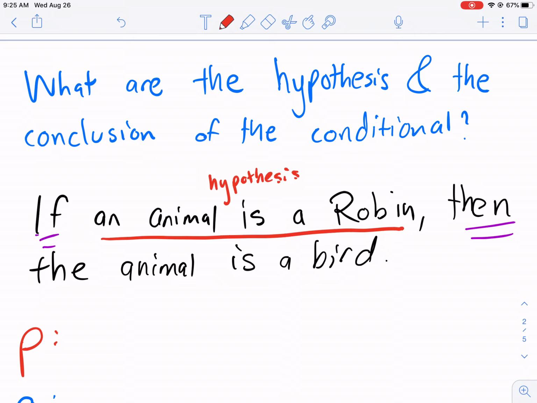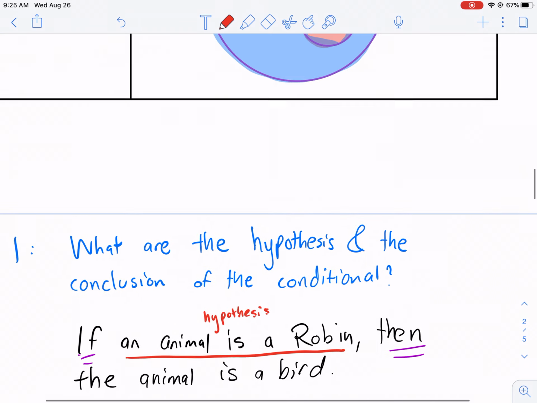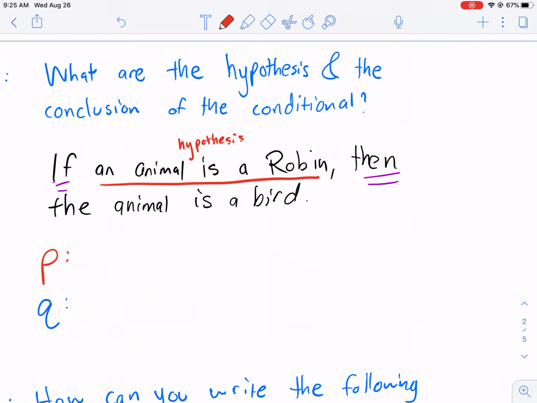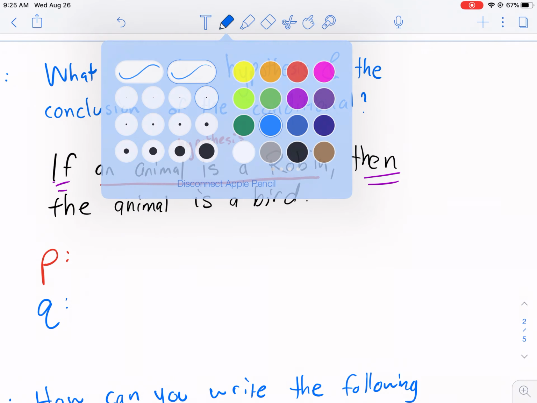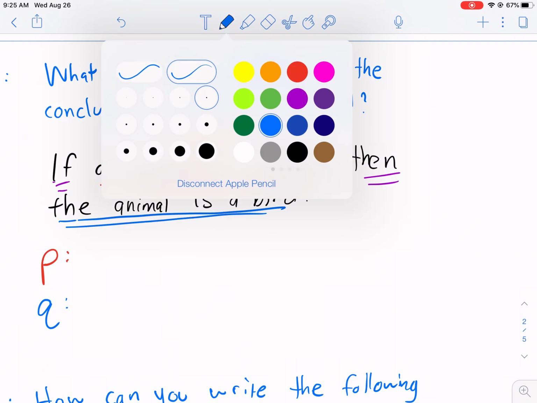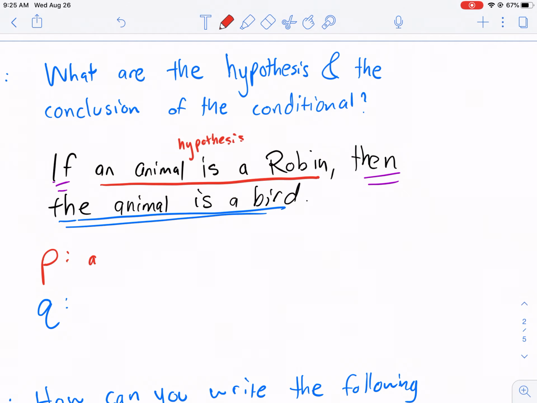Okay, it's the part following if: the animal is a bird. That is the part following then. Then is there, I highlighted it with two purple lines. So the animal is a bird is the conclusion. So P is an animal is a robin, or excuse me, animal is a robin. That's the hypothesis. And then the conclusion is the animal is a bird.